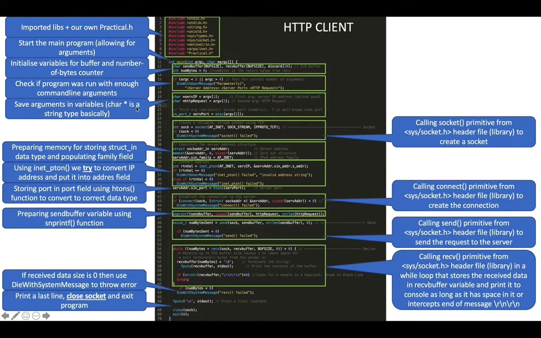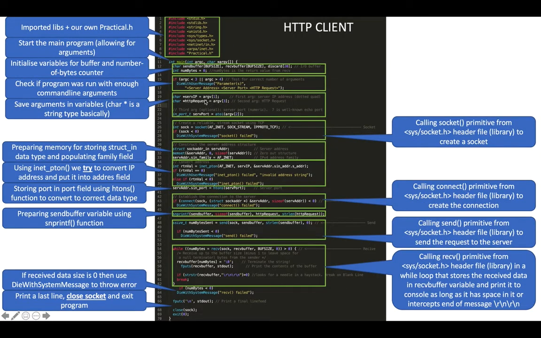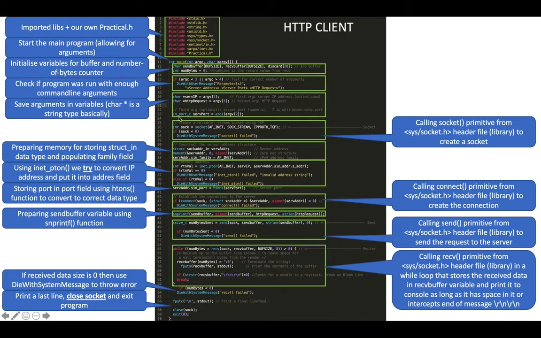Save arguments in variables. char star, which is a string basically, so we put that in here, and we say, hey, save the server IP, so argument 1, that guy here, and then the HTTP request, so that's the message, that guy here. Then we say this is pretty much like an integer, but it's in_port_t, and I'm sure it's good to remember that the port, for the exam at least, is being stored not as a char star but as an in_port_t type. And atoi is basically a function that converts a string into an integer, A as alpha to I as integer. So alpha to integer, and you put in a string inside. That's a string, one of the arguments.